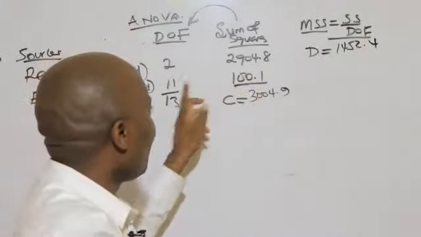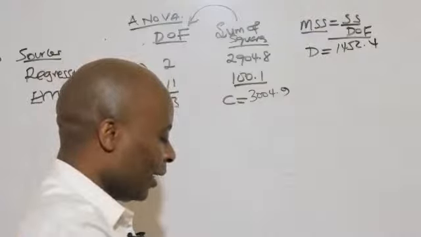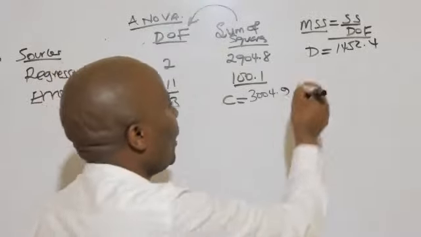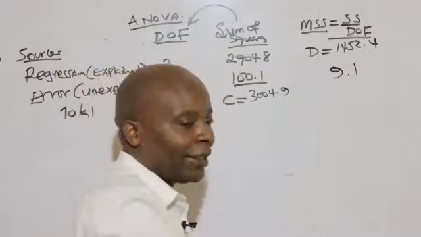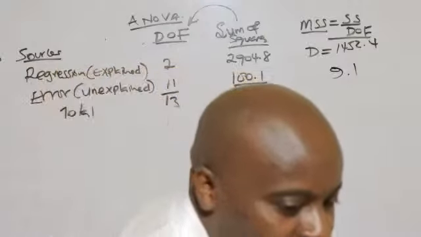And then in this case, I can just try, for purposes of knowledge, taking 100.1 divided by 11. 100.1 divided by 11 will give me 9 point what? It will give me 9.1.